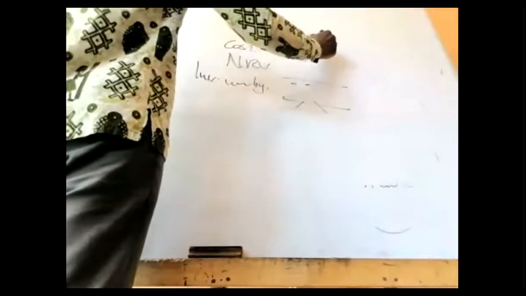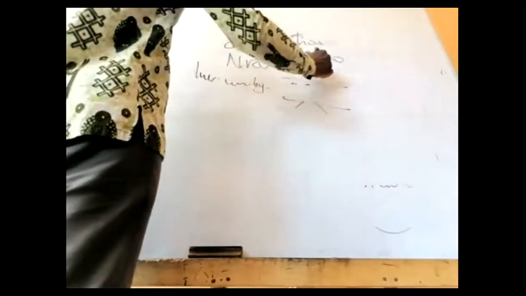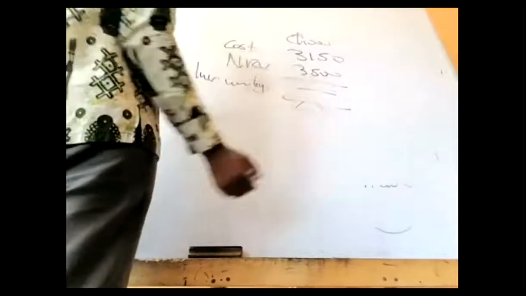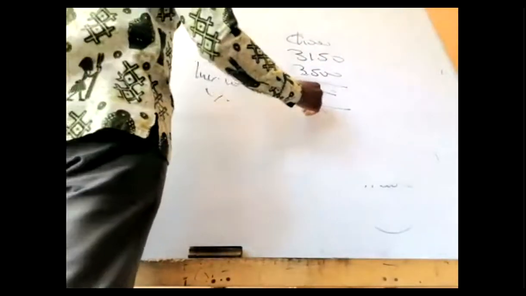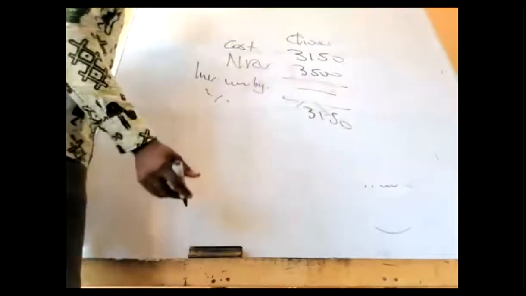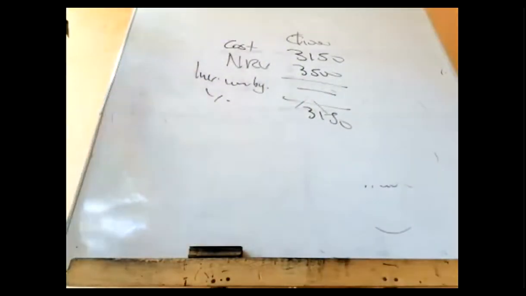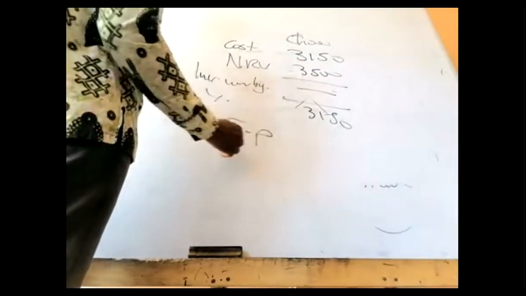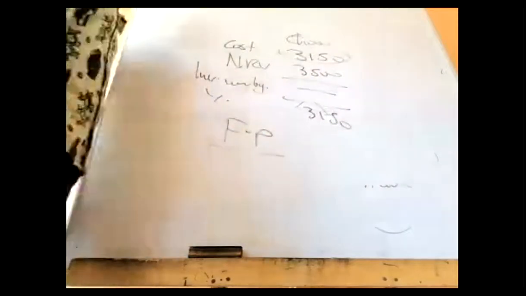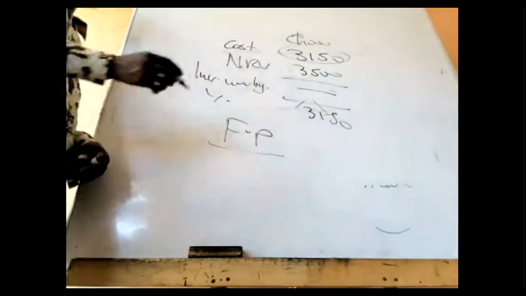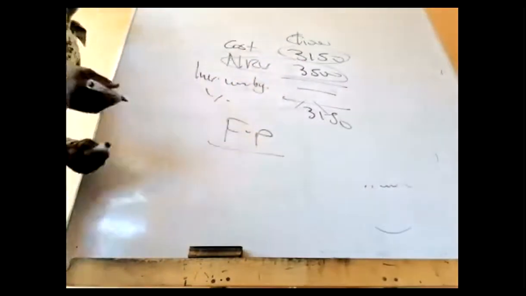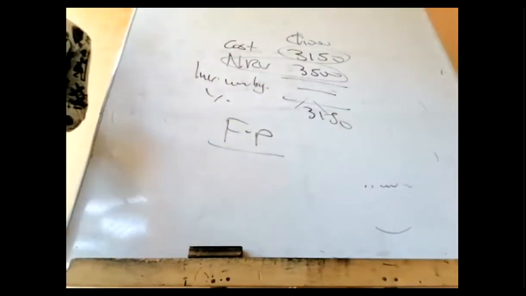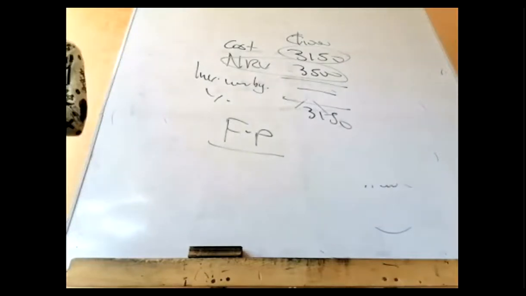So third example, now cost of the inventory, 3,150. NRV 3,500. Written down, dash. Our value of inventory, 3,150. So there's no accounting treatment. That's all. If you go to your financial position, your balance sheet, you figure out the cost. Okay, then that's all. Meaning that you're not going to charge the NRV because it's not the one that we're interested in. Look at the figure. Good. So basically, that is it.